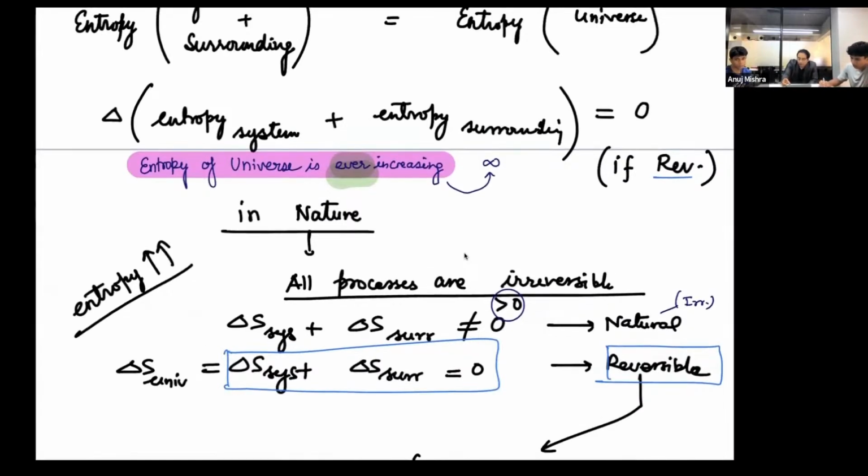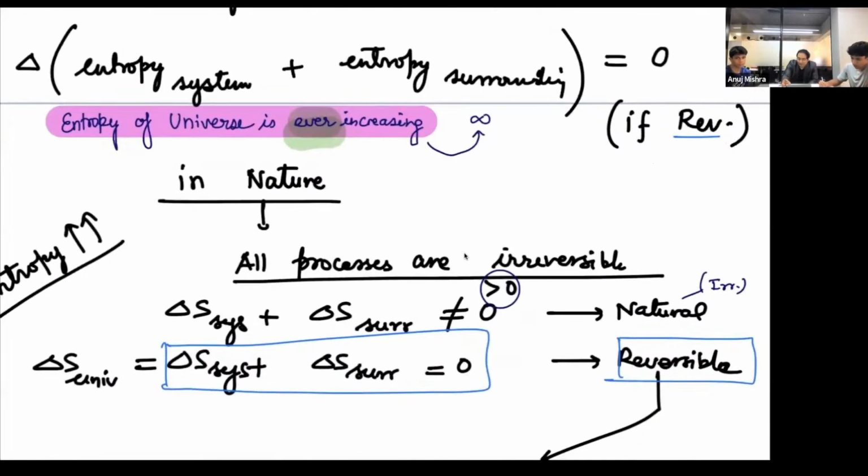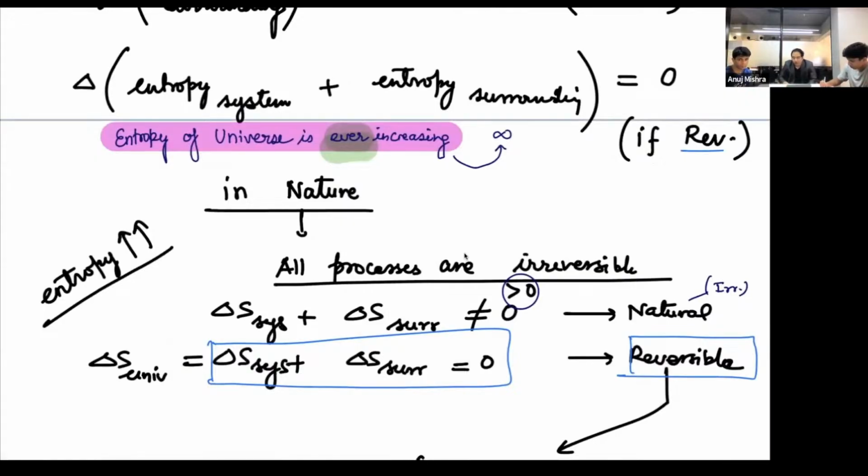So, can we say delta system plus delta surrounding is non-zero for natural process or irreversible cases? Or can we also say it is more than 0? Okay. Delta system plus delta surrounding is 0, which is for delta universe, which is the reversible case. So, this is the summary of our discussion.